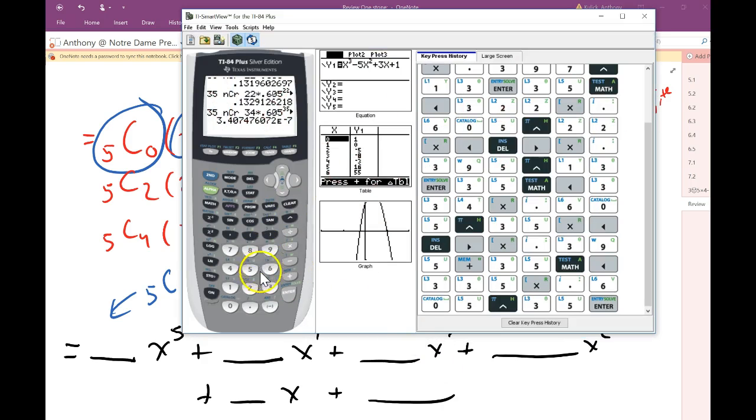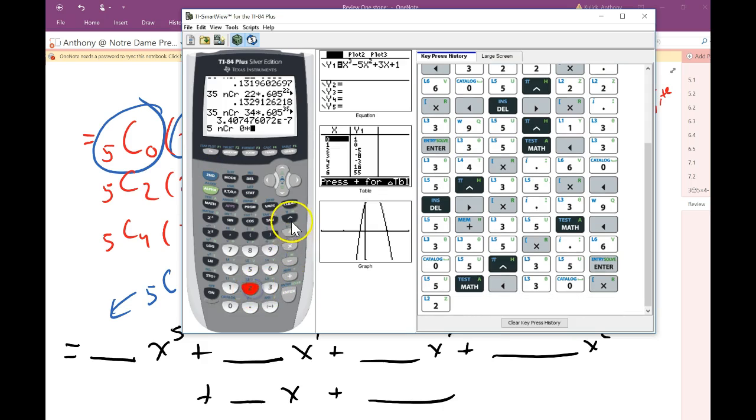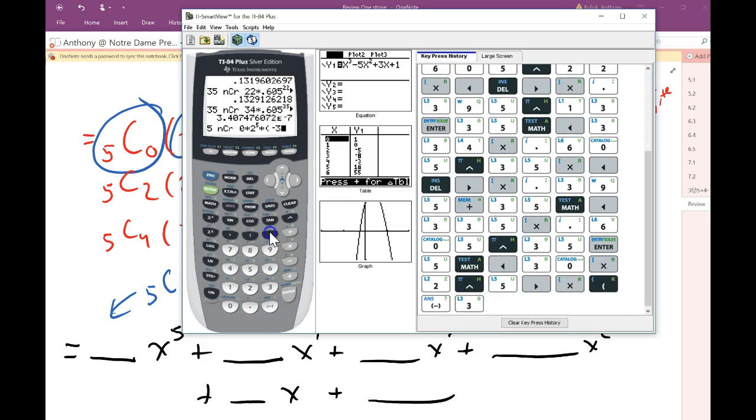No, your calculator should know the difference. So I'll do 5, math, prob, and choose R, 0, times 2 to the 5th, times parentheses, negative 3 to the 0. So that's 32 for the first one.